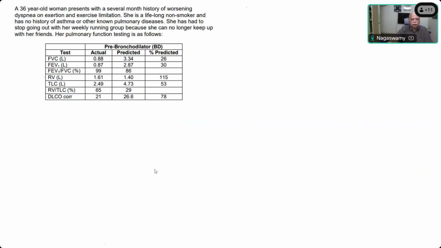A 36-year-old woman presents with a several months' history of dyspnea on exertion and exercise limitation. She is a lifelong non-smoker, no asthma, no pulmonary diseases. She had to stop going out for a weekly run because she could no longer keep up with her friends. Her pulmonary function tests: FVC is 0.88, so grossly reduced. FEV1 again reduced. FEV1 to FVC ratio is 99, preserved, and TLC is low. So what is the diagnosis?